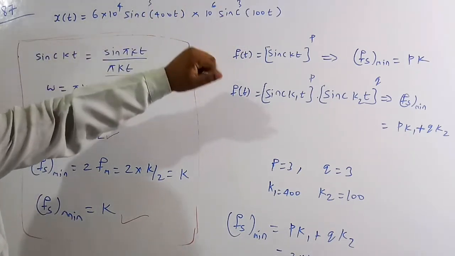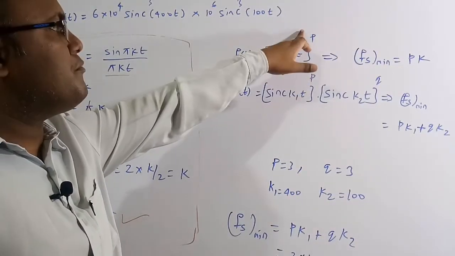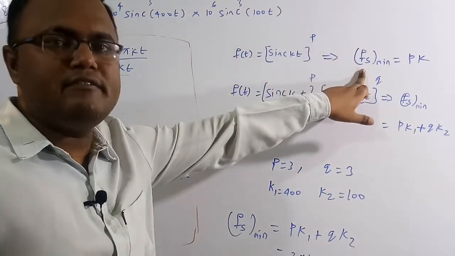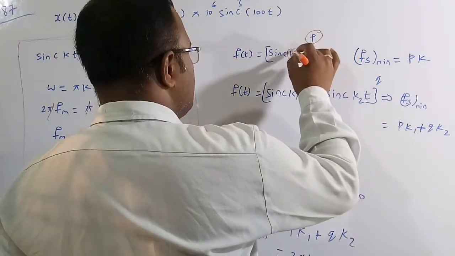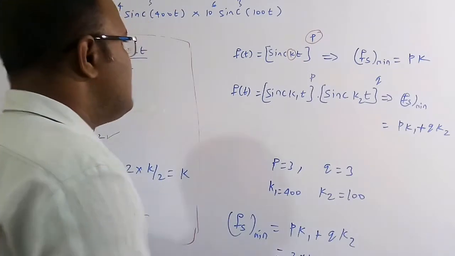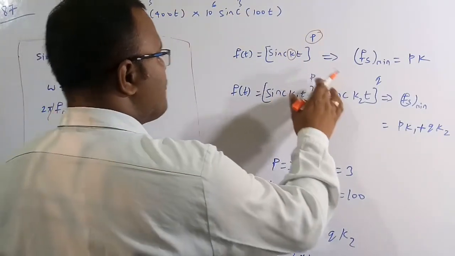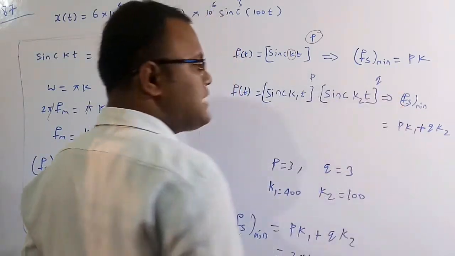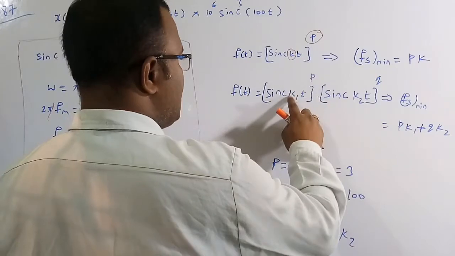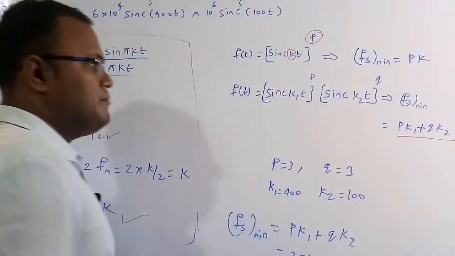And if you see in this question also, everything is in the form of sinc but with some powers. So we can conclude that if f of t is equal to sinc kt to the power of p, then the minimum sampling frequency is p into k, you need to do the multiplication. Similarly, if another signal f of t is equal to sinc k1t whole to the power of p into sinc k2t whole to the power of q, then the minimum sampling frequency is nothing but p into k1 plus q into k2. So this is the minimum sampling frequency.